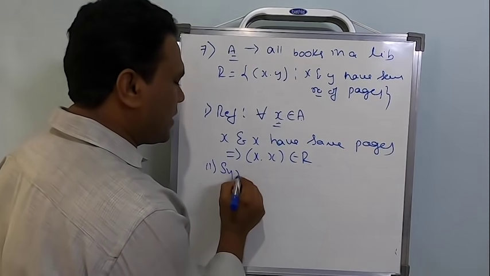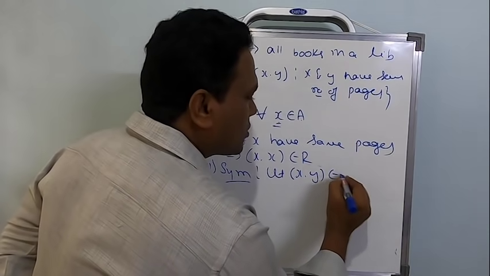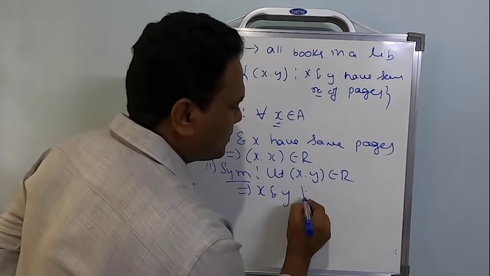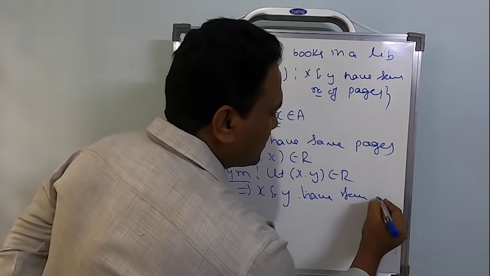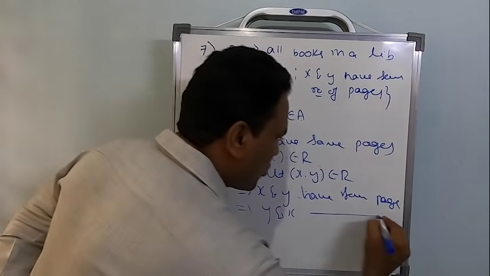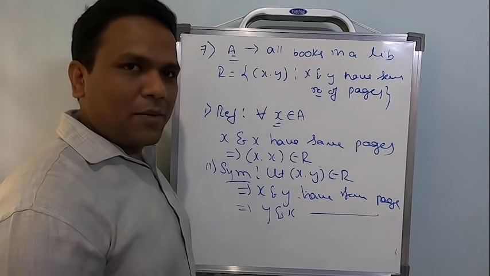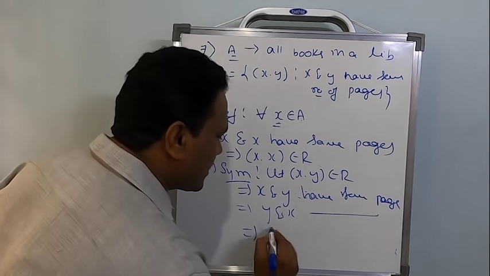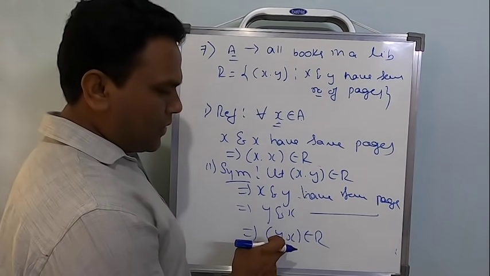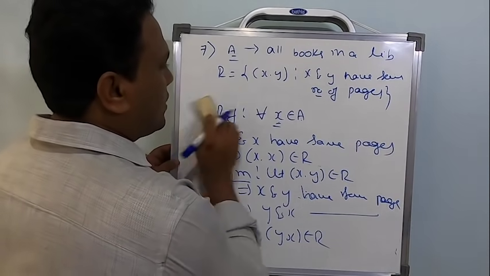Now how to check for symmetric? Let's consider one ordered pair (x, y) belongs to R. This says x and y have the same pages. It makes no difference if I write y and x also have the same pages. You read it x and y or y and x, both will have the same pages only, right? So this concludes that (y, x) also belongs to R. You start with (x, y), and if you are able to land at (y, x), then the relation is said to be symmetric.